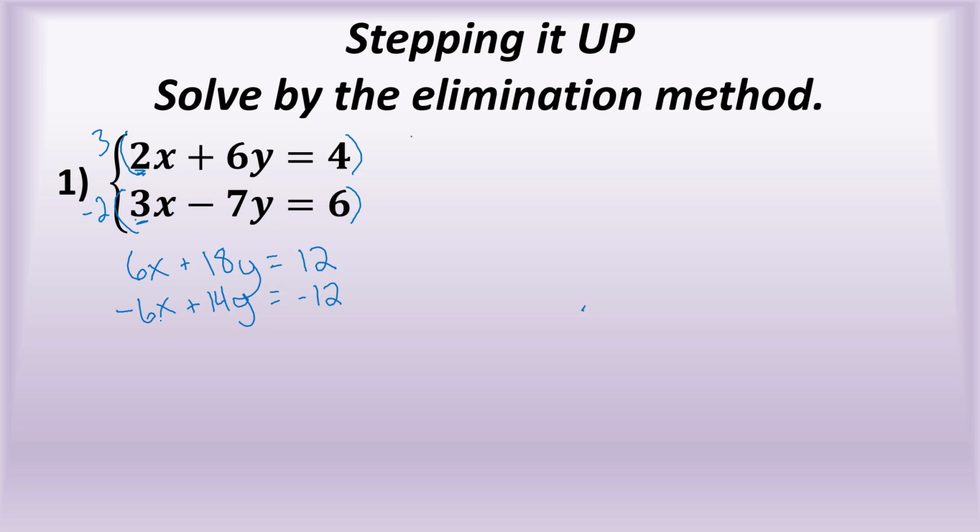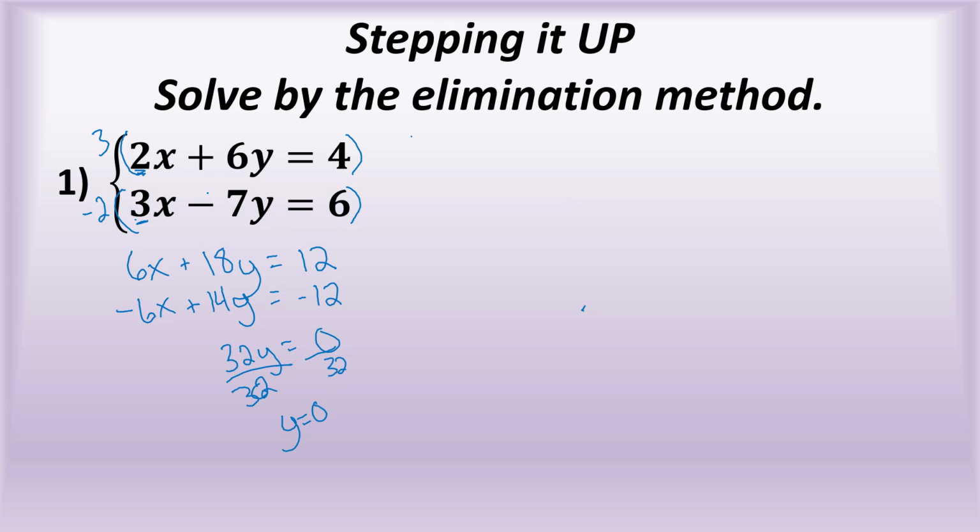All right, so 6x and negative 6x, that eliminates. 18 and 14 gives me a 32y equals 12, and negative 12 is 0. Oops. So we divide both sides by 32, and y is still equal to 0.